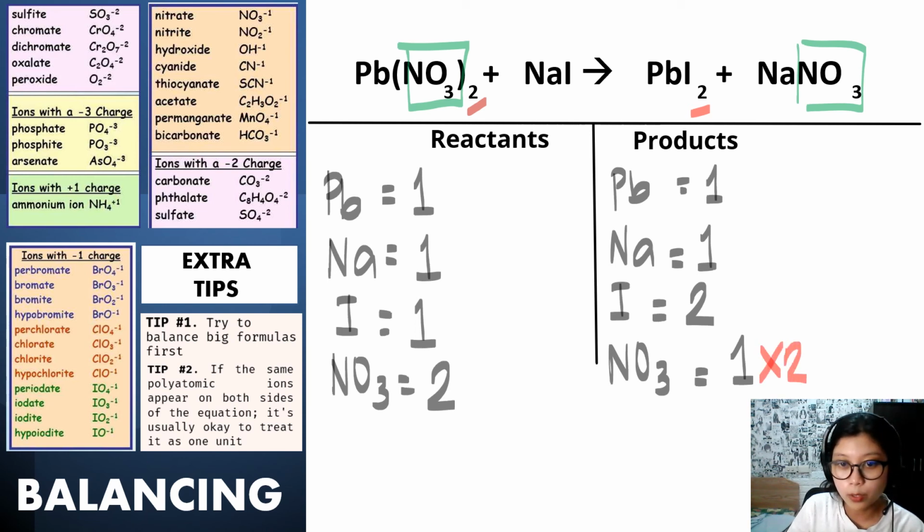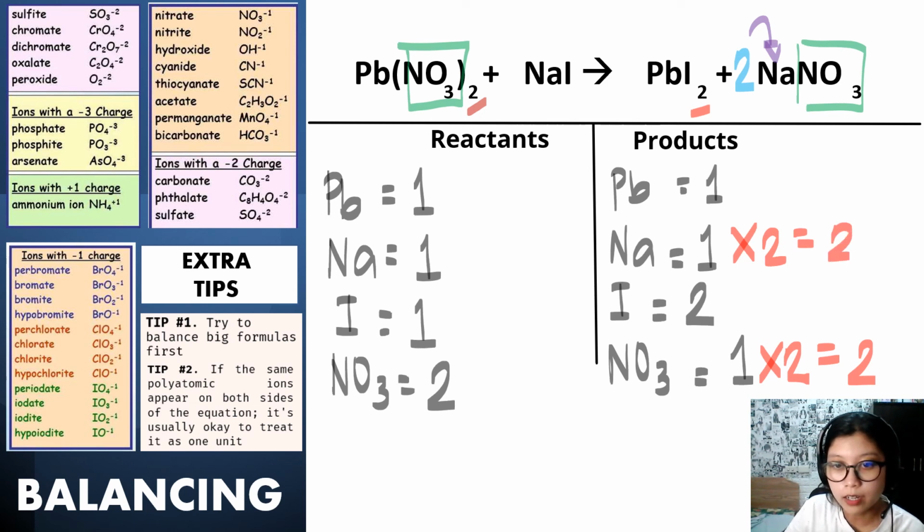We multiply it by 2 for them to reach the same number of atoms. And since we multiplied it by 2, we will place the coefficient 2 right before the chemical formula. And remember, NaNO3 is a compound. That's why Na is affected, and that's why we will multiply Na by 2. And Na now has 2 atoms. However, Na is not balanced with the Na in the reactant side. So what are we going to do?